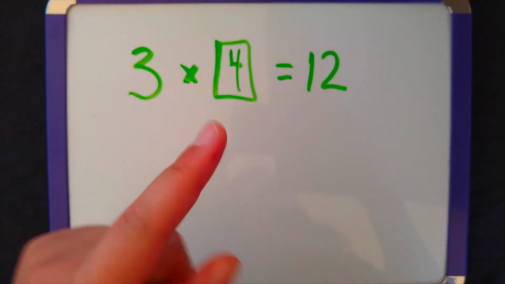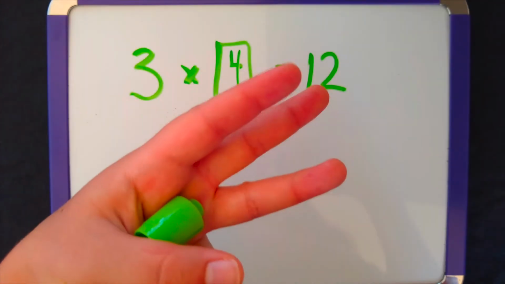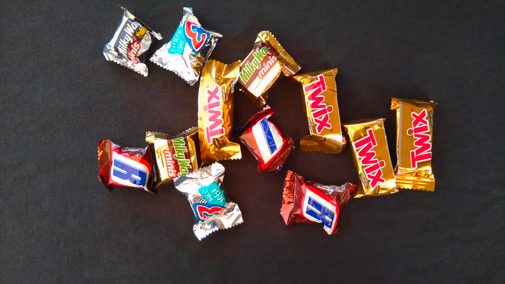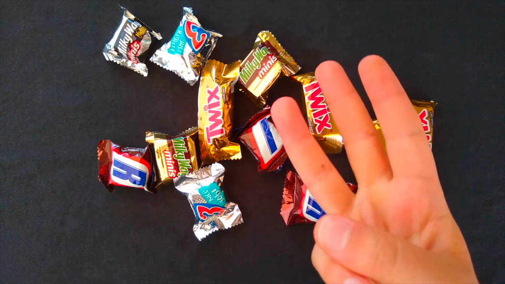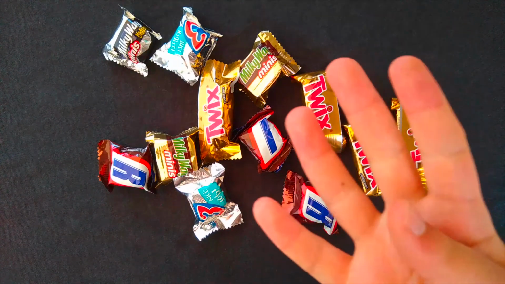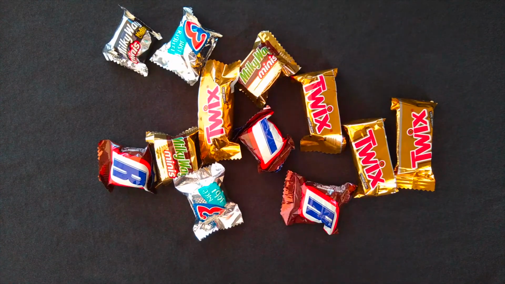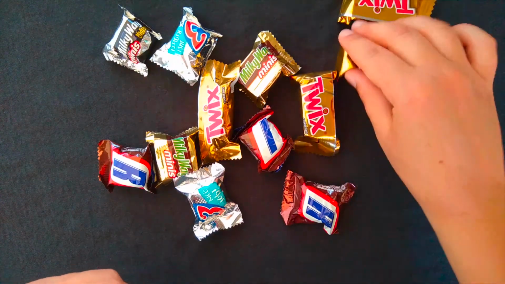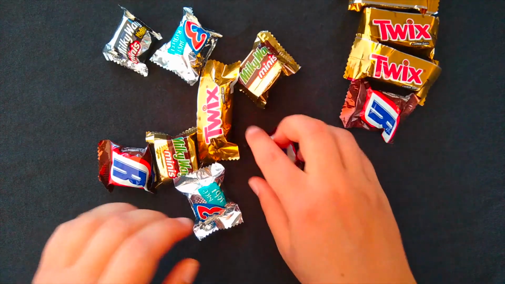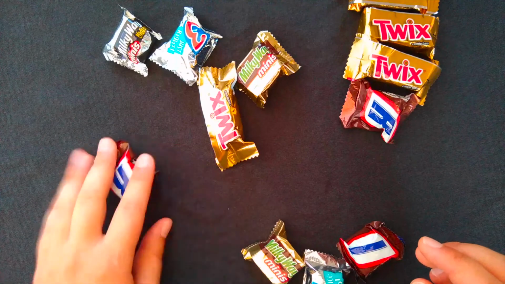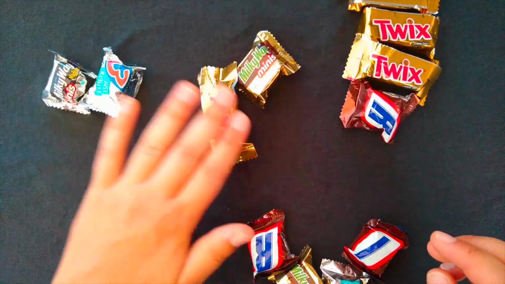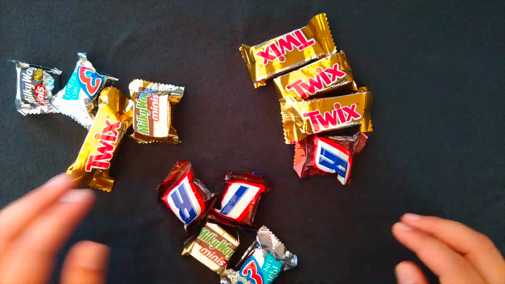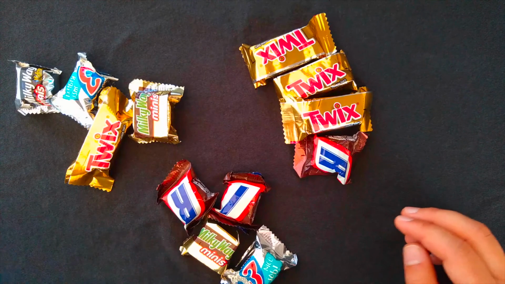Now let's see how I can split 12 evenly into 3 groups. Let's count 4 pieces of candy in each group and see if that gives us 3 groups. Let's see, we have 1, 2, 3, 4. 1, 2, 3, 4. And finally, 1, 2, 3, 4. So here we can see that we have 3 groups of 4 that equals 12.